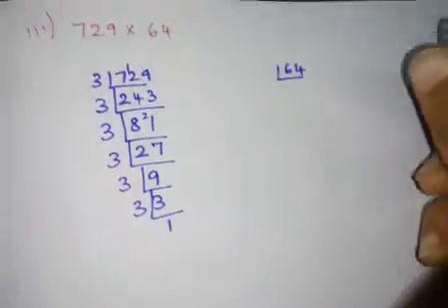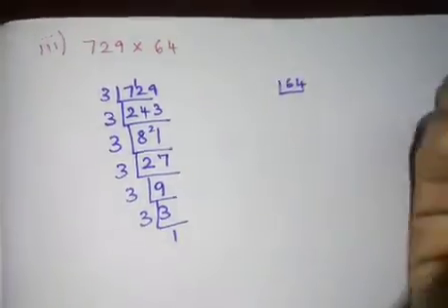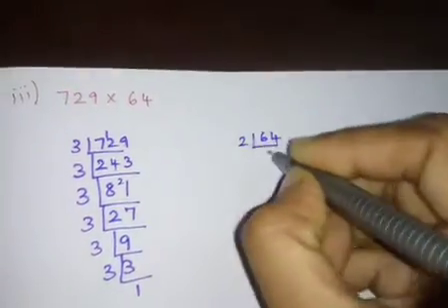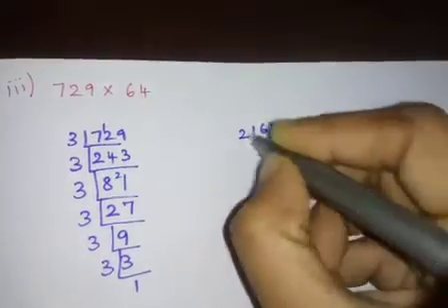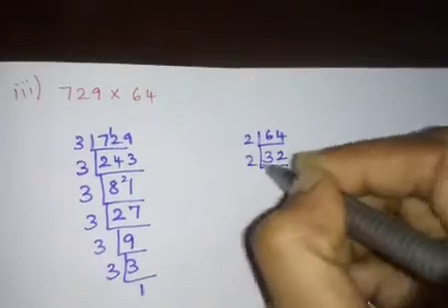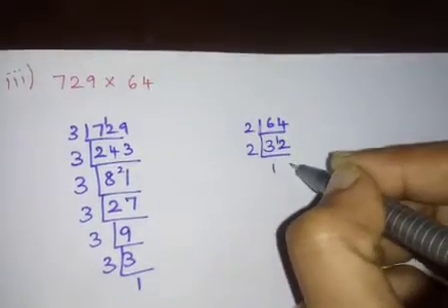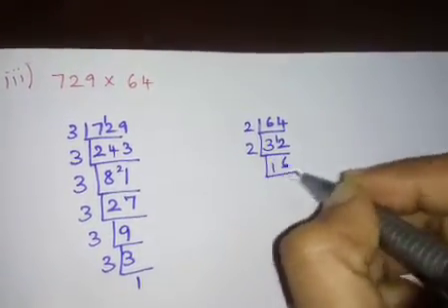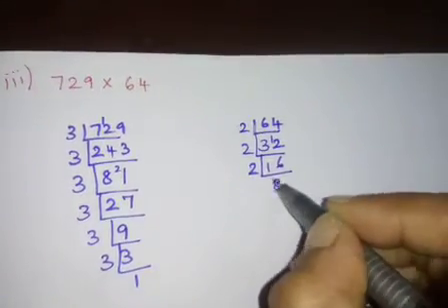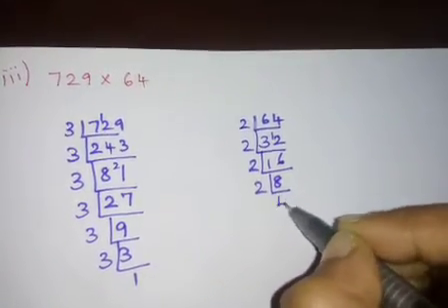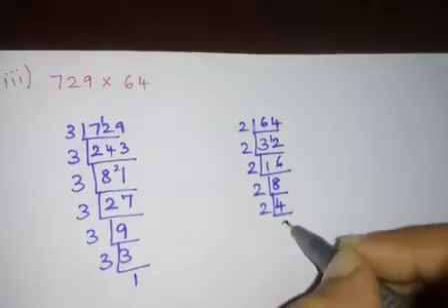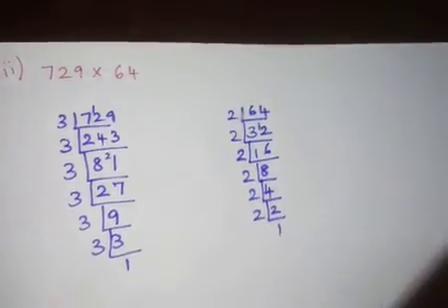Next I am doing the prime factorization of 64. 2 table. 2 3s are 6. 2 2s are 4. 2 table. 2 1s are 2. Remainder 1. 6 2s are 12. Then 2 table. 8 2s are 16. Then 2 table. 2 4s are 8. 2 table. 2 2s are 4. 2 1s are 2.